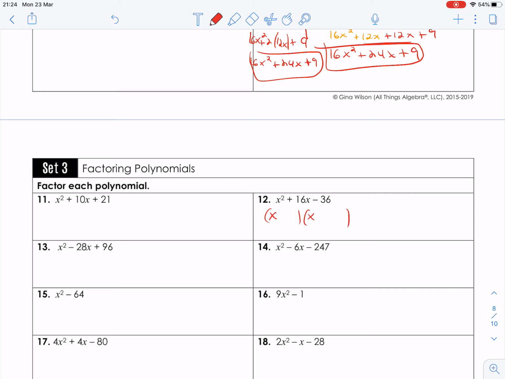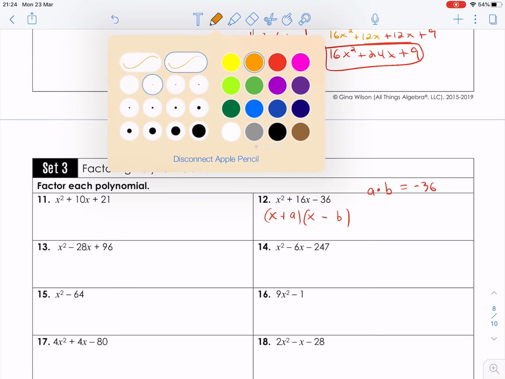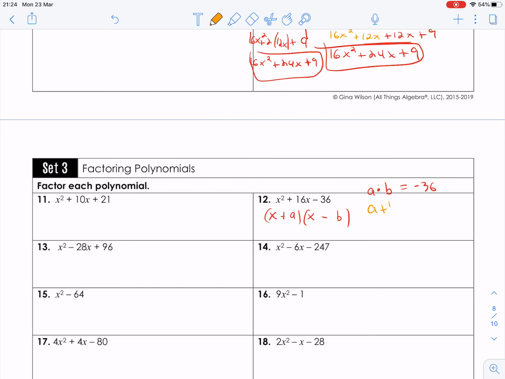x and x. So x times x is going to give us x squared. And then we need, since it's minus here, we know it's going to be plus or minus. And then these terms, I'll call them a and b. A times b, it's got to equal this, negative 36. And also, a plus b is got to equal positive 16.